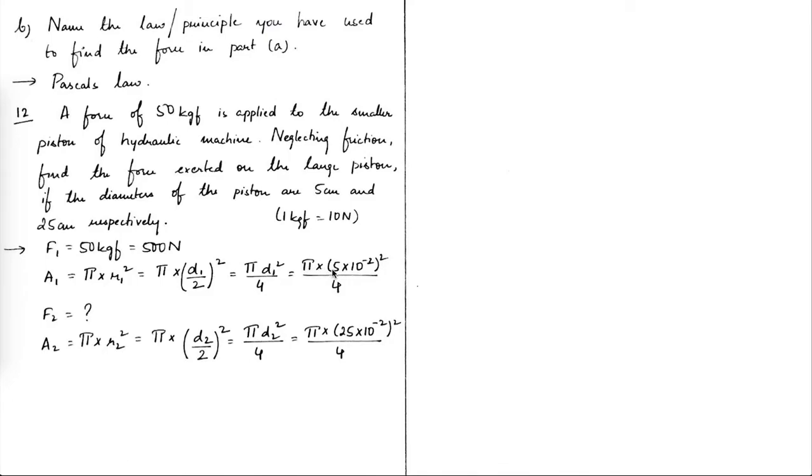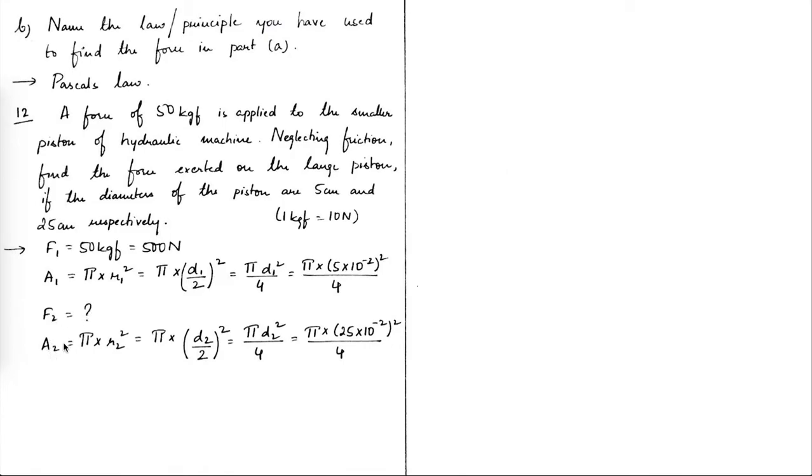So pi into 5 into 10 to the power of minus 2 the whole square divided by 4. So d1 is substituted as 5 into 10 to the power of minus 2. So I would be keeping this. There's no point in solving this here because we would be wasting time if we solve this here. I would be carrying it as it is. Force on the larger piston we need to find. So F2 is a question mark.